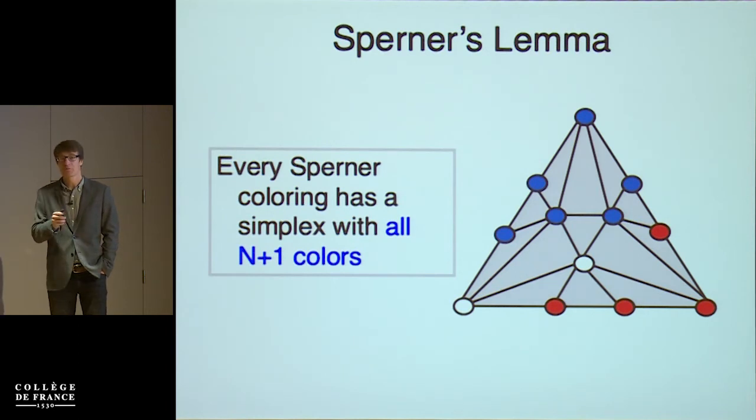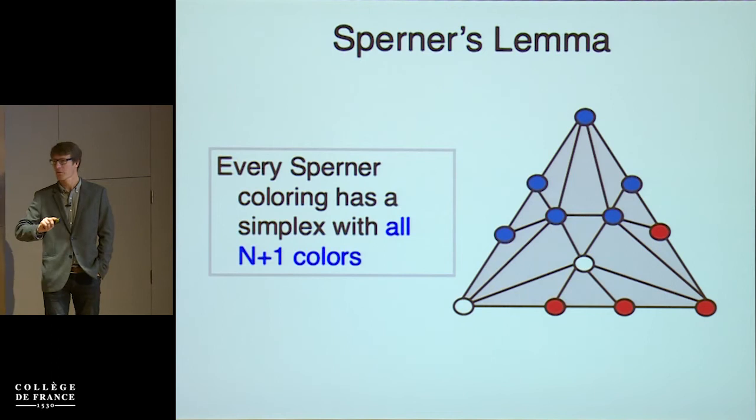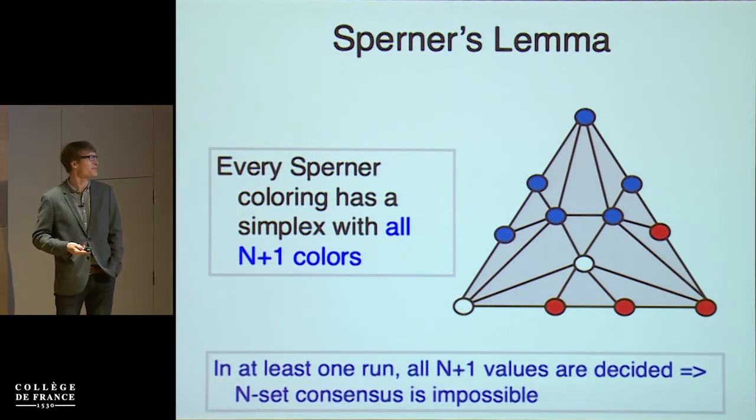Okay? So far so good. We see that Sperner's lemma is exactly what prevents us from solving set consensus. And now I just very briefly go through the proof of Sperner's lemma, because, well, it's a nice proof, and I think it also entertains us a little bit.